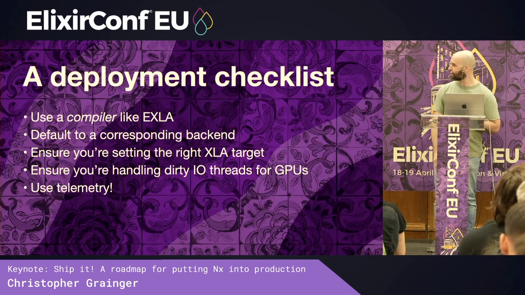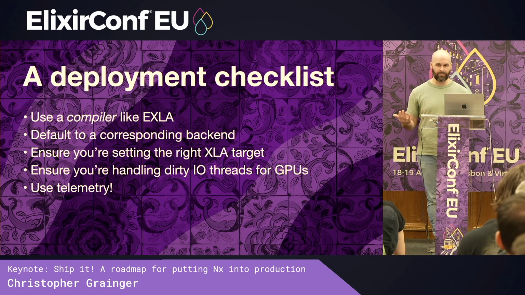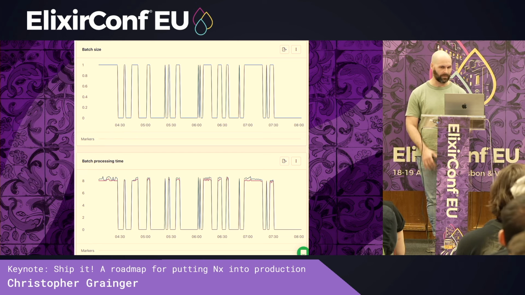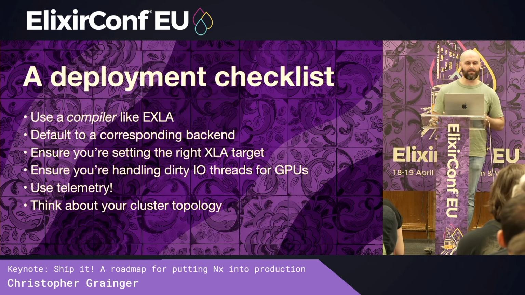Use telemetry. I said before that telemetry gives us all this stuff. Bumblebee and Nx Serving all emit telemetry events, and you should use them. This is from one of my ETL servers, and we're able to see the batch size and the batch processing time in real time as it's going. Pretty awesome.